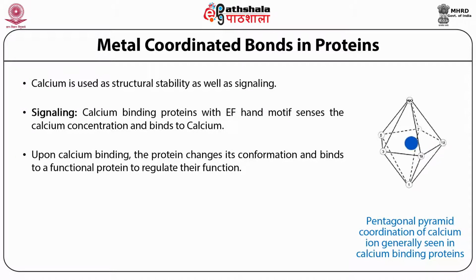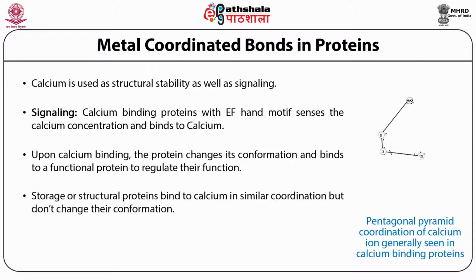You can see in the figure how calcium coordinates. It basically forms a pentagonal bipyramidal structure. The pentagonal coordination and one side of the pyramidal coordination come from the protein, and the other coordination comes from water. There are also several storage proteins which store calcium in the cell, and structural proteins which bind calcium in a very similar coordination, but their structural changes do not happen.